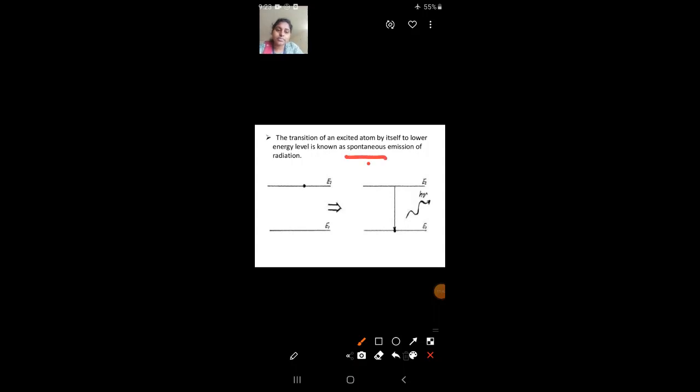Here spontaneous means automatic. I am not giving any energy to this particle. Already they existed in the excited state. So the particle lost the energy, and that's why it will jump into the lower energy state. Emission means emitting some radiation. So spontaneously emitting some radiation is known as spontaneous emission of radiation. And we will discuss the next one.